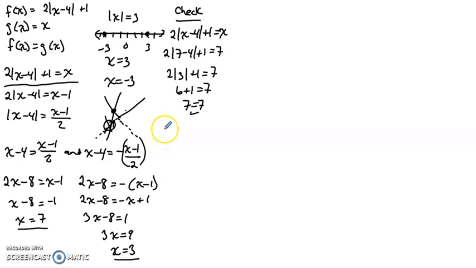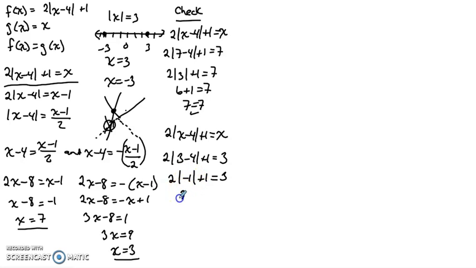Let's check our answer, x equals 3. 2 times the absolute value of x minus 4 plus 1 equals x. We'll substitute 3 in for x. 2 times |3 minus 4| plus 1 equals 3. 3 minus 4 is a negative 1, so we get 2 times the absolute value of negative 1 plus 1 equals 3. The absolute value of negative 1 is 1, so this ends up being 2 plus 1 equals 3. 3 equals 3. This is also a correct answer. So in this case, we have two solutions, x equals 7 and x equals 3.